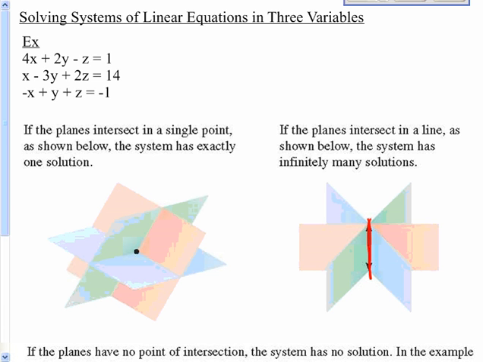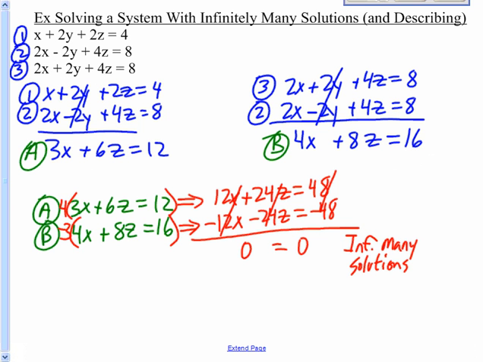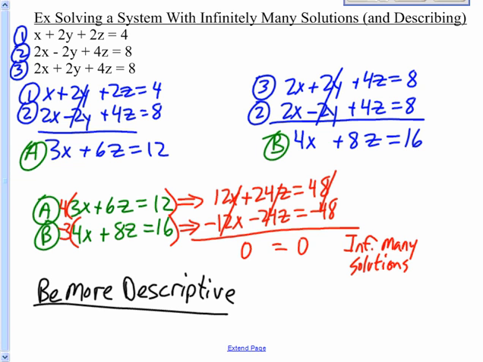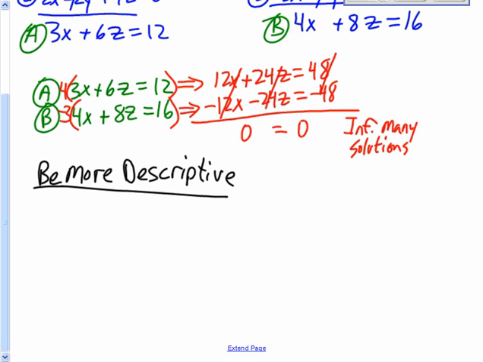So you actually take this a little further and you want to describe where this line is in terms of one of the variables. Let me go back here. So what do I mean by that? Let's be more descriptive of the solution. What I'm going to do is take A or B. Let me take A: 3x plus 6z equals 12.